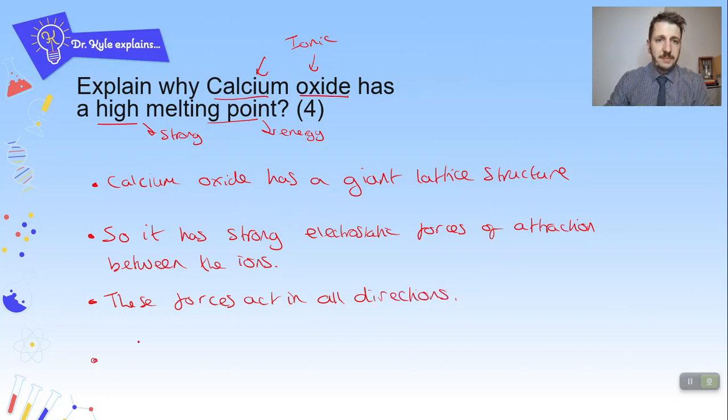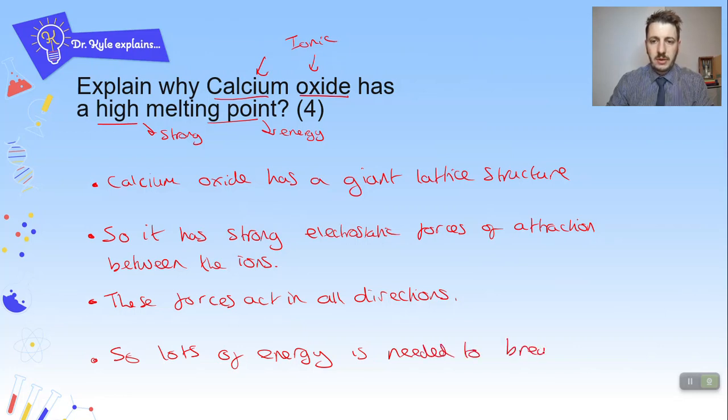And so finally, it's asking about a melting point. It says it's a high melting point. So we say, so lots of energy is needed to break the forces. So you're going to need lots of energy to break those forces and to melt that compound. So again, just to show you where your marks are coming from: giant lattice structure, the fact that we're saying strong bonds and electrostatic forces of attraction between the ions.